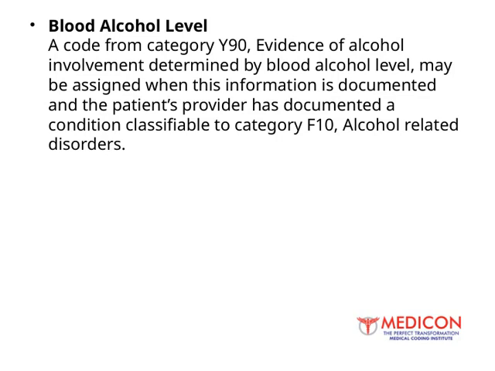Let's talk about the blood alcohol level code, which is categorized as Y90. This code is used when there's evidence of alcohol involvement, and it's determined specifically by the blood alcohol level. Now, for this code to be assigned, certain conditions need to be met. First, the blood alcohol level must be documented in the patient's records. Second, the healthcare provider must have recorded a condition that falls under the category of F10, which covers alcohol-related disorders. So essentially, if a patient's blood alcohol level indicates alcohol involvement, and there's a documented alcohol-related disorder, this code helps us accurately reflect that in their medical record.